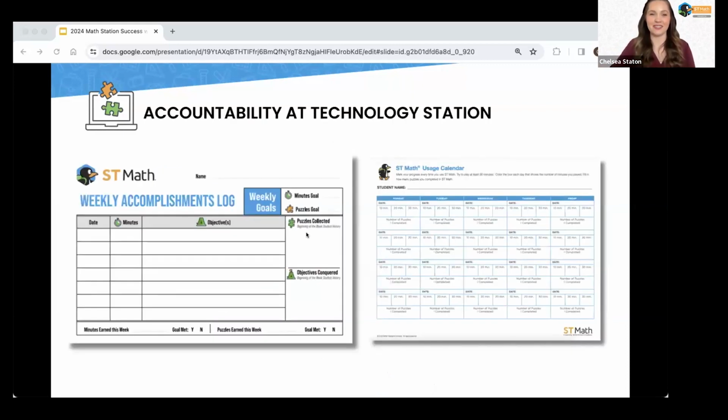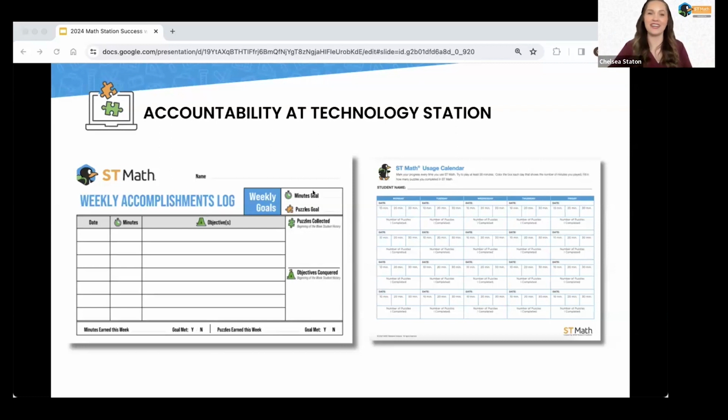One of the things you guys mentioned at the beginning was accountability. So especially at Technology Station, making sure that we are holding students accountable. One of the ways to do that would be maybe to set some goals or have them track what they are doing. Also be mindful of where this station is taking place. For me, Technology Station was always students sitting on the floor with their screens facing wherever I was sitting at teacher table. So that meant I could still be working with my teacher table small group while still being able to monitor and see what my students were doing.